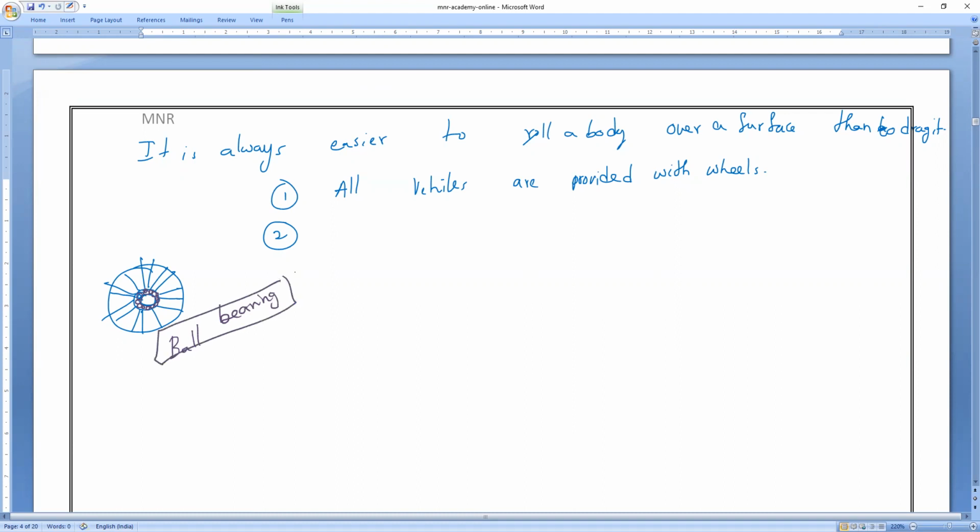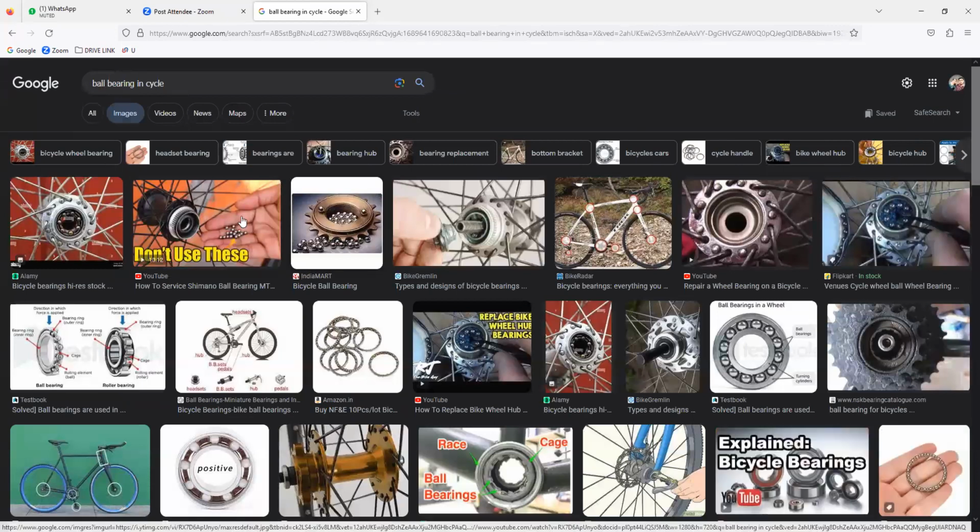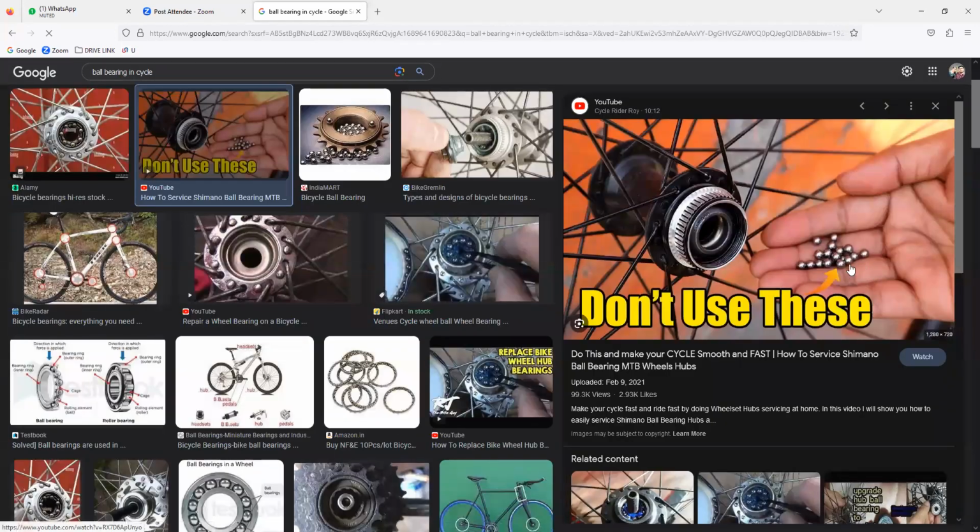Yes, ball bearings. I will show you, for those who don't know. You can look into your bicycle, but it is covered with metal. So I will show you ball bearings in a cycle. You can all see that. Your bicycle will start making sound if the ball bearings become loose. Have you checked it, everybody? This is what we call ball bearings.